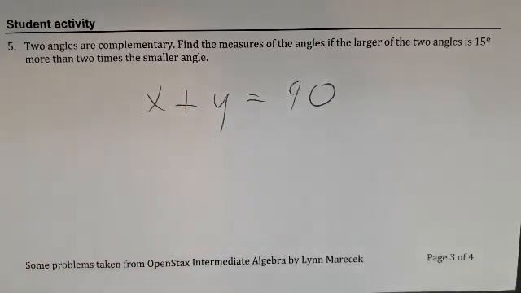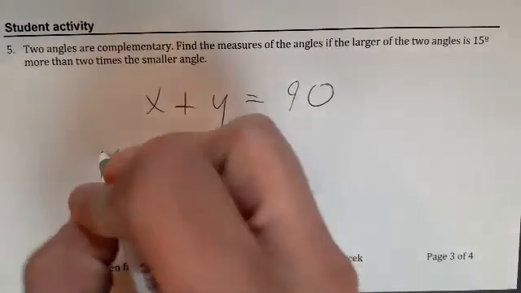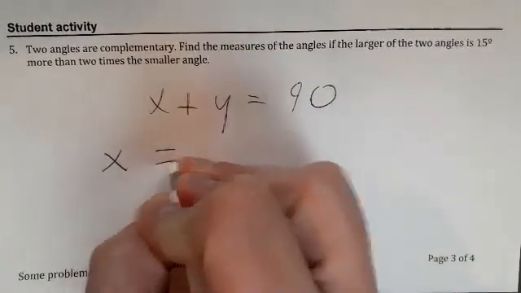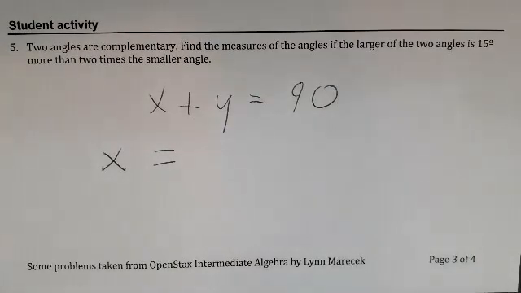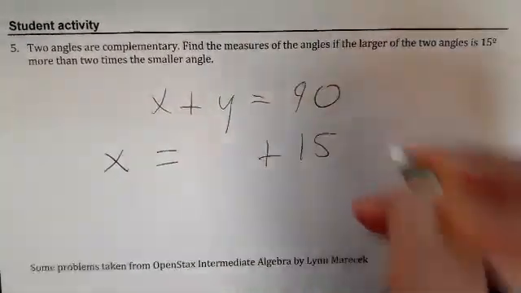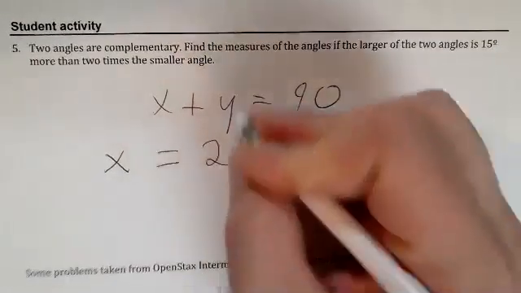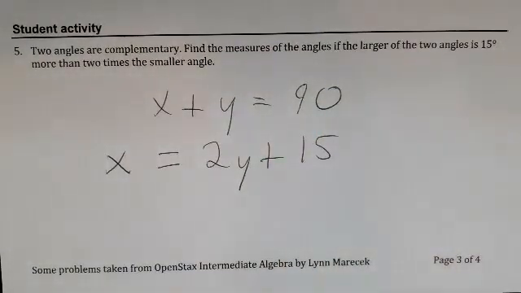Find the measure of the angles if the larger of the two angles. So I didn't really define which one is larger yet. I can really do either one. So one of the angles, let's just say x, the larger of the two angles, equals 15 degrees more than 2 times the smaller angle. I know 15 degrees more, looks like I'm going to add 15 degrees to something. 2 times the smaller angle. 2 times the other variable that I didn't use, my y.